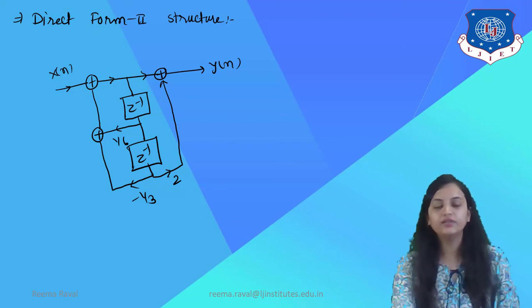In the next session, we will see another 2 variants of IIR filter structures, that are the cascade form structure and the parallel form structure.